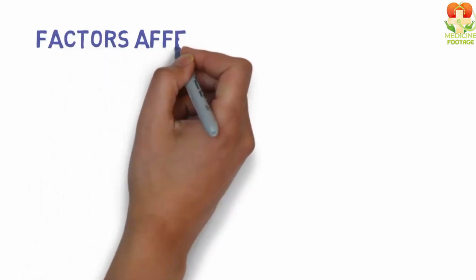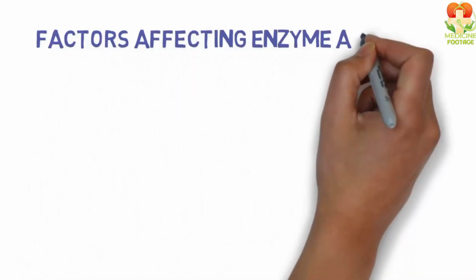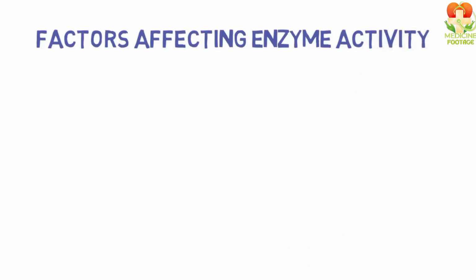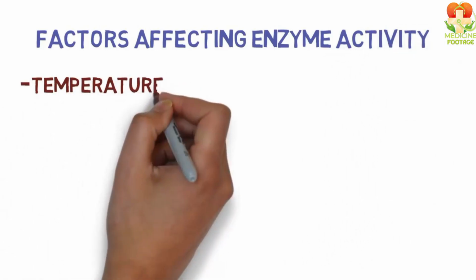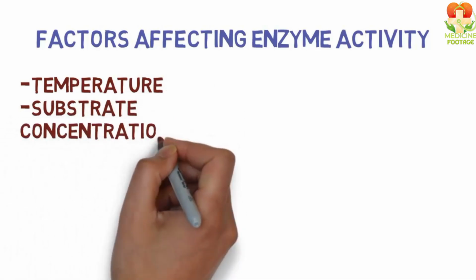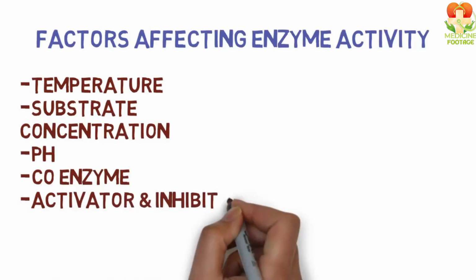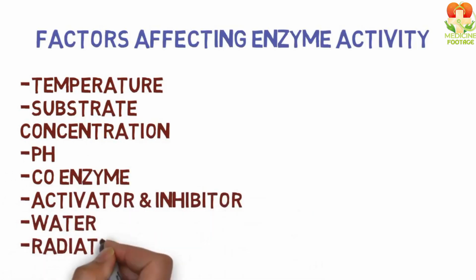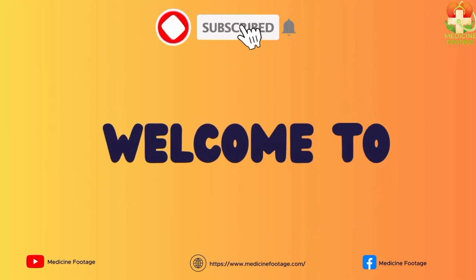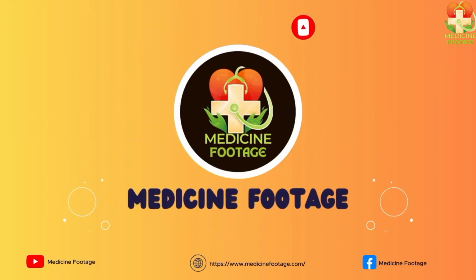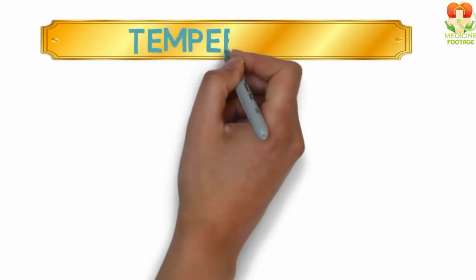Today we are going to study factors affecting enzyme activity. These factors include temperature, substrate concentration, pH, coenzymes, activators, inhibitors, water, and radiation. So let's start with temperature first.